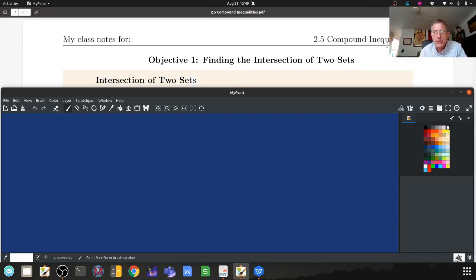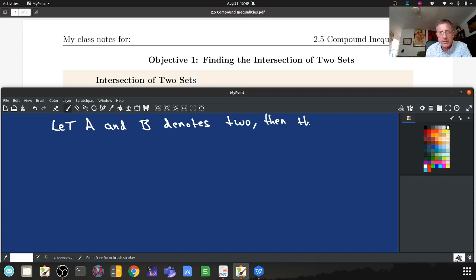Okay, let's do Chapter 2, Section 5, Compound Inequalities. And we're going to start out with a definition about two sets. So let A and B denote two sets. Those are just shorthand for two sets.